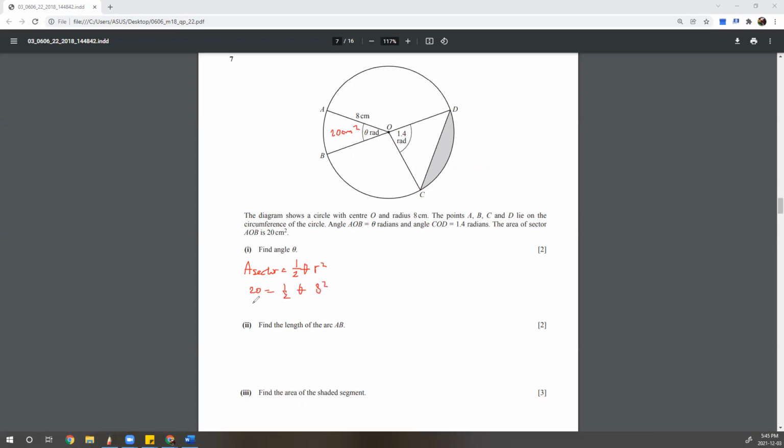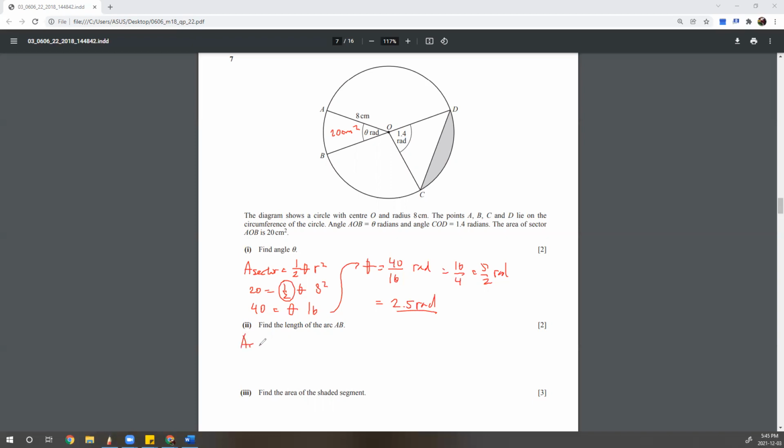So cross multiply: 40 equals theta times 16. So theta will be 40 over 16 radians, or 10 over 4, or 5 over 2 radians, right? I've just simplified the answer. So 2.5 radians.